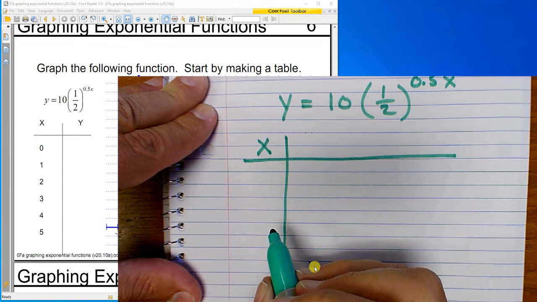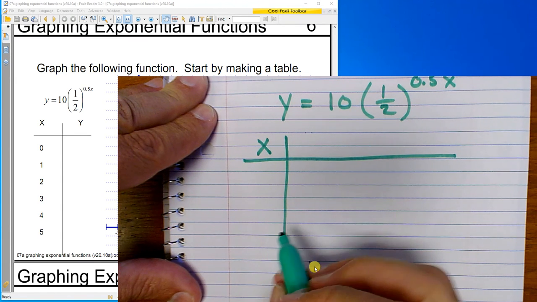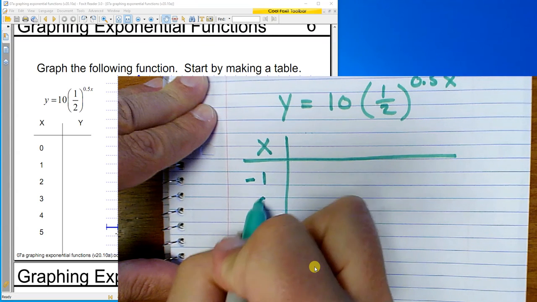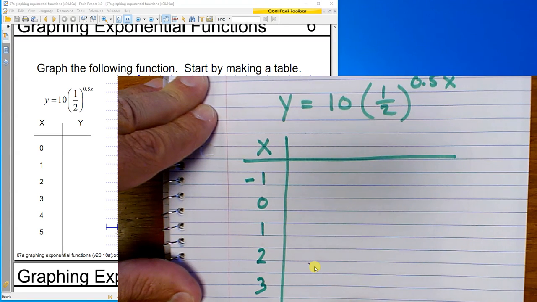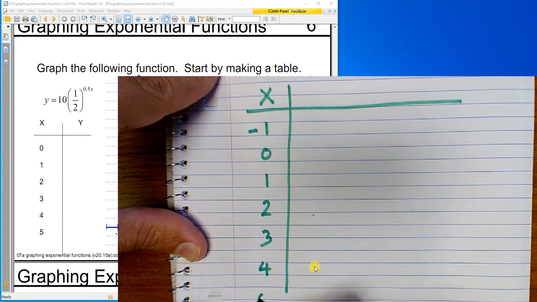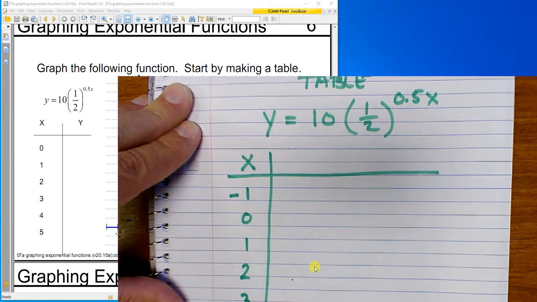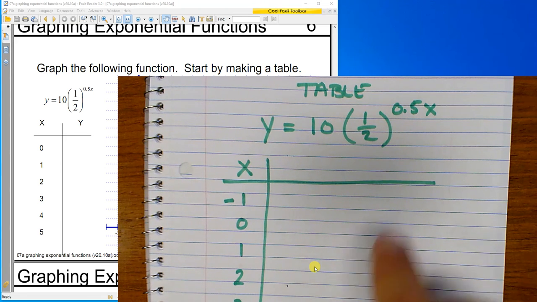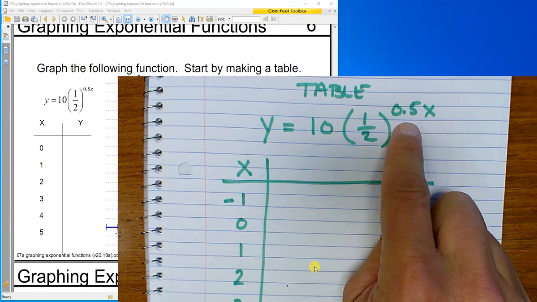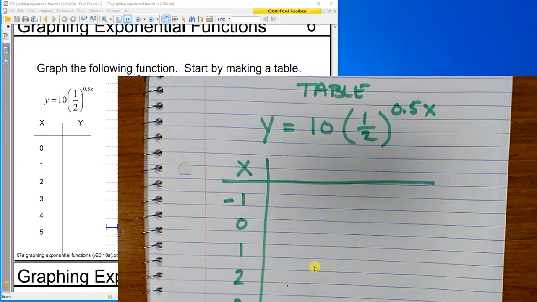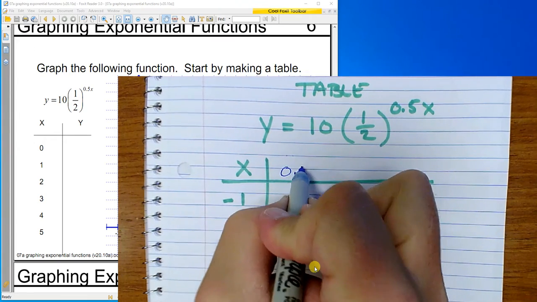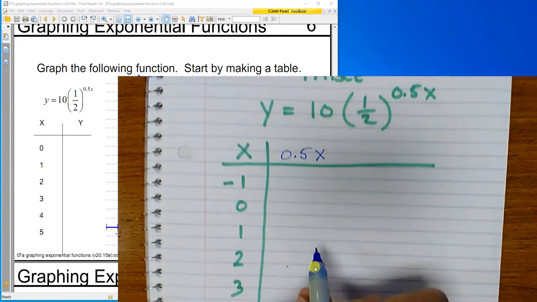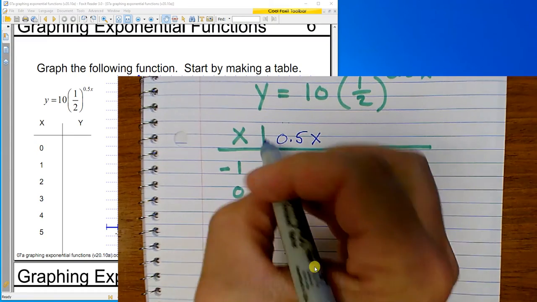And we're going to plug in 0. You know what? We're going to plug in -1. I'm going to change it. We're going to plug in -1, 0, 1, 2, 3, 4, 5. Now, I'm going to put an in-between step in here so that I don't have to keep plugging 0.5 times x into my calculator. So I'm going to do an in-between value here of 0.5x. So let's just take each of these numbers and cut them in half.